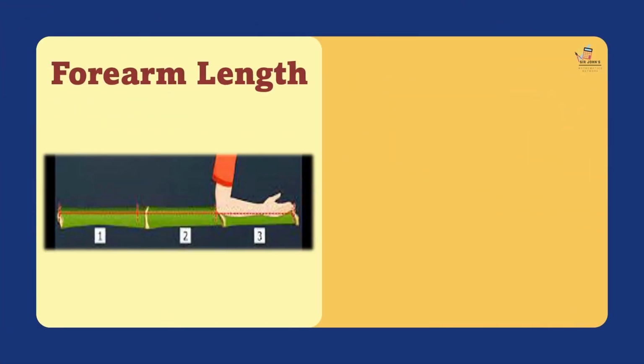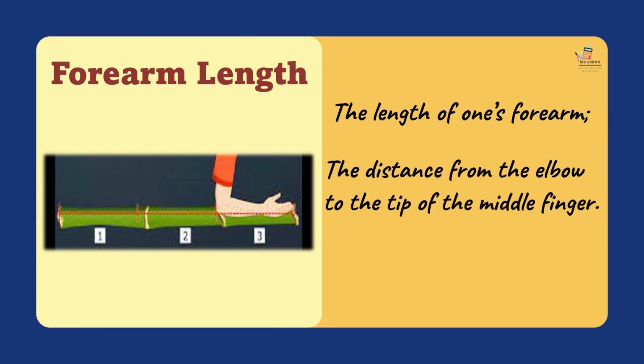The last but not the least is the forearm length. Forearm length is the length of one's forearm. It is the distance from the elbow to the tip of the middle finger. And during the ancient times, it is called the cubit. Also, during ancient times, the handspan was considered a half cubit, while the palm was considered 1/6 of a cubit. The Egyptians came up with these units to be more accurate in measuring different lengths.